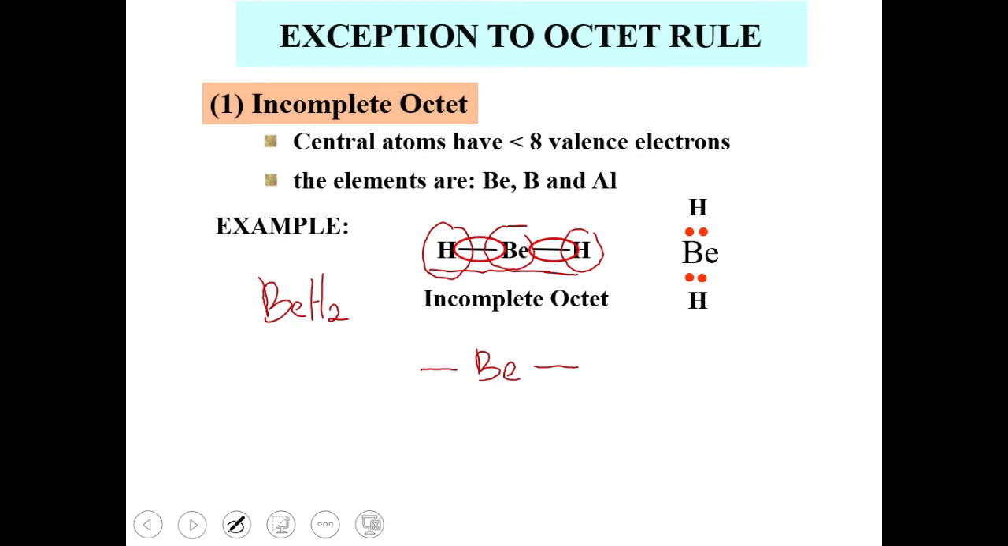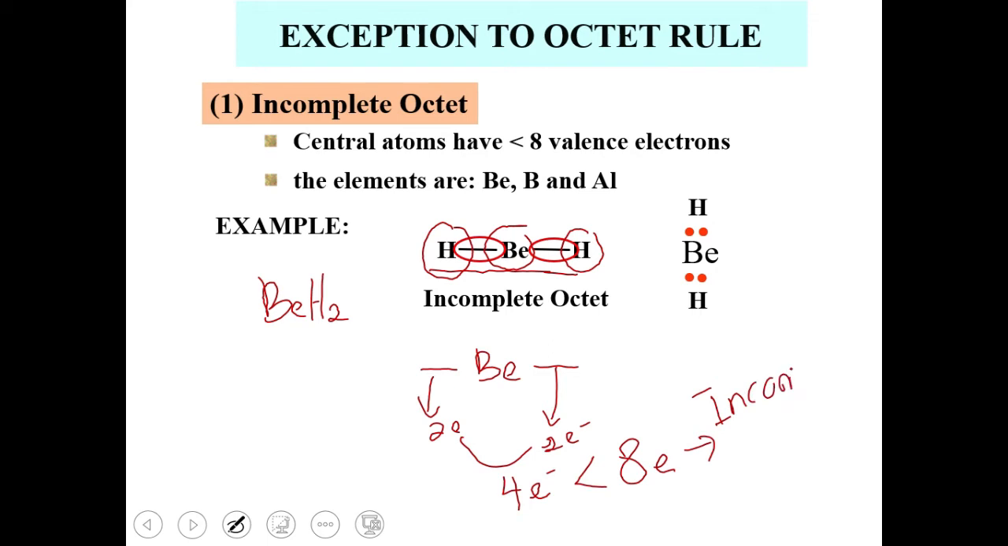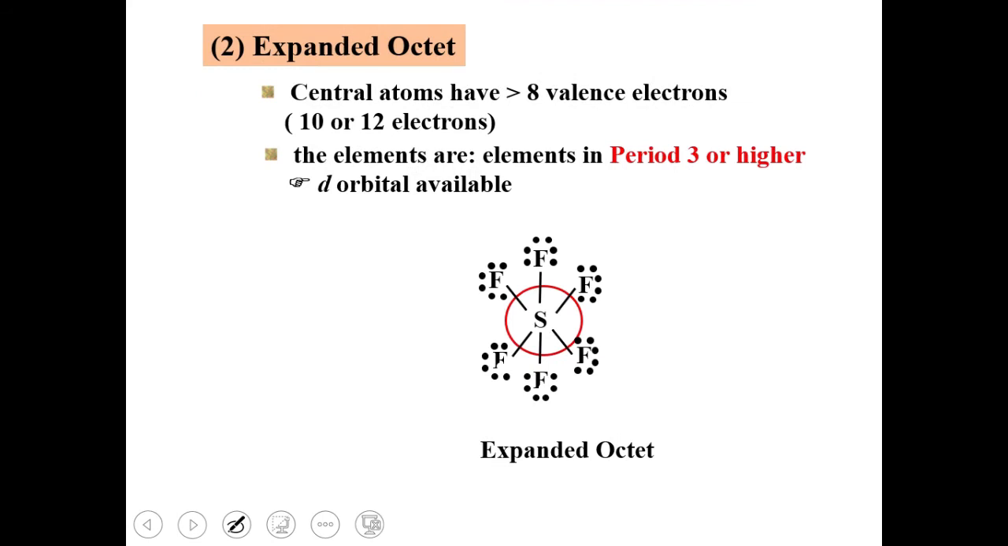Be has 2 single bonds, and each bond contains 2 electrons. So in total, Be only contains 4 electrons. 4 electrons is less than 8. So this is not obeying the octet rule, and the case would be incomplete octet. It does not have enough to obey the octet. So that is the first case.